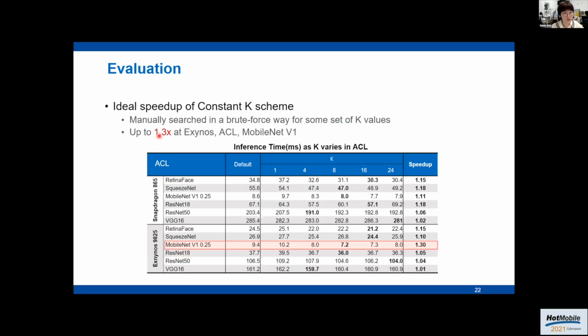First, we manually found the optimal k in a brute force way in order to see the ideal speed of the constant k scheme. As in the table, the speedup is up to 1.3 times for Exynos on HL with mobile FE1.